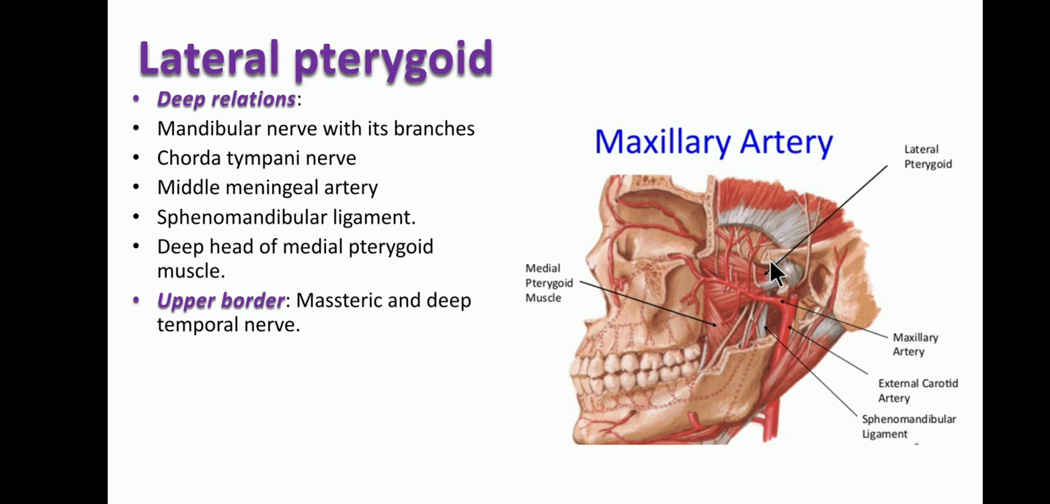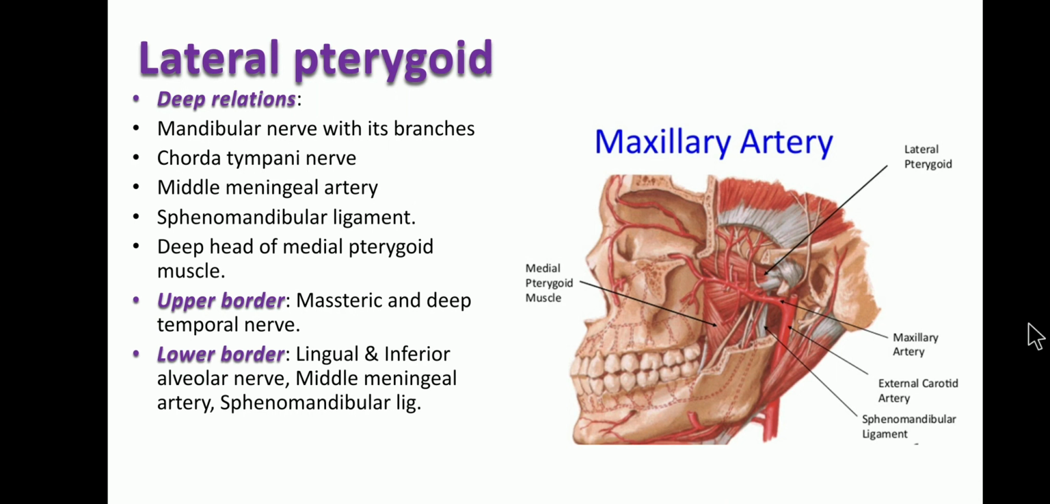The upper border of the muscle is related to the deep temporal nerves and deep temporal arteries. The lower border is related to the lingual nerve, inferior alveolar nerve, and sphenomandibular ligament. Then also the middle meningeal artery, which passes deep but is first seen at the lower border. The inferior alveolar vessels are also seen along the lower border.